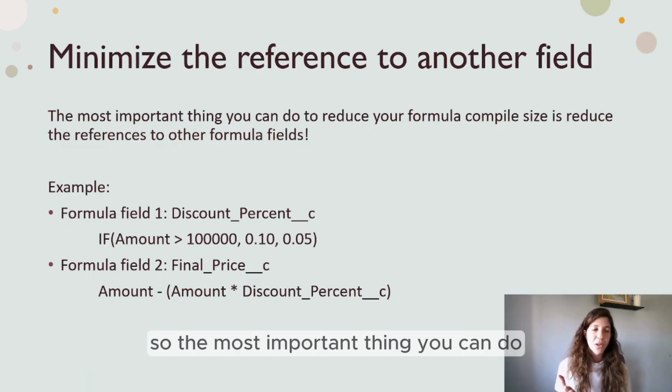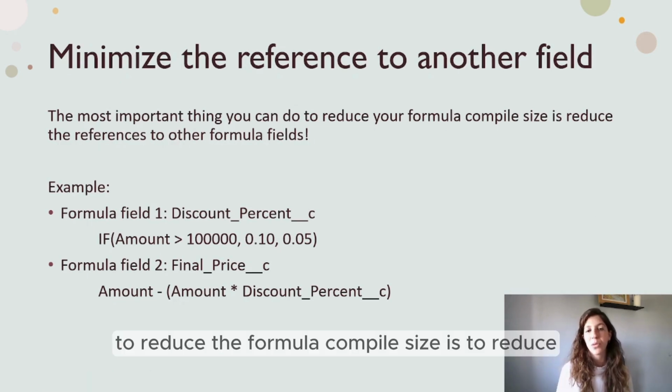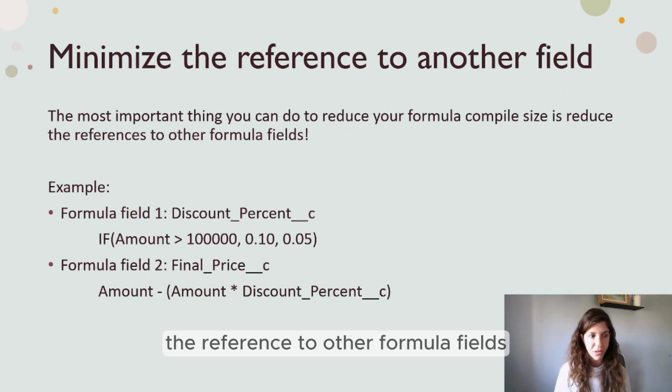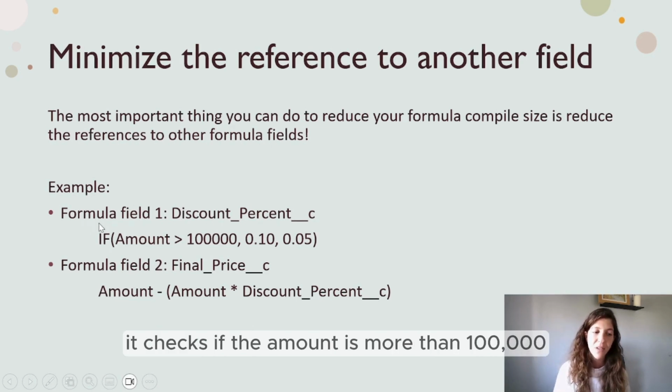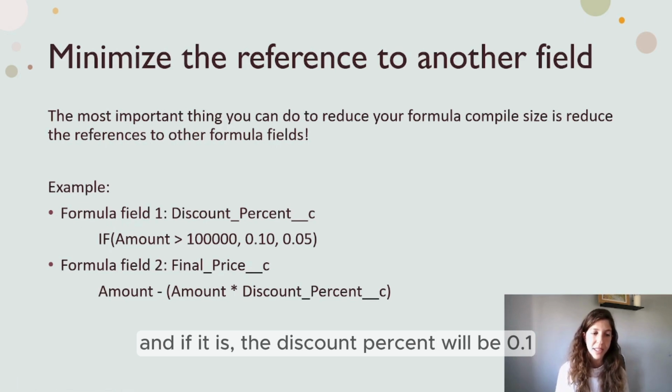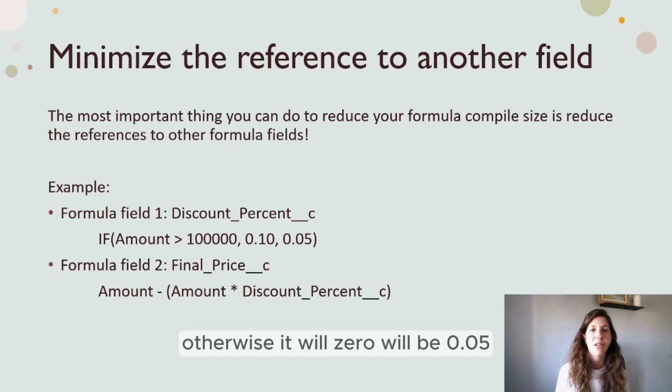So the most important thing you can do to reduce the formula compile size is to reduce the references to other formula fields. Let's see an example here. In this example, we defined a formula field called discount %. It checks if the amount is more than 100,000, and if it is, the discount % will be 0.1. Otherwise, it will be 0.05.